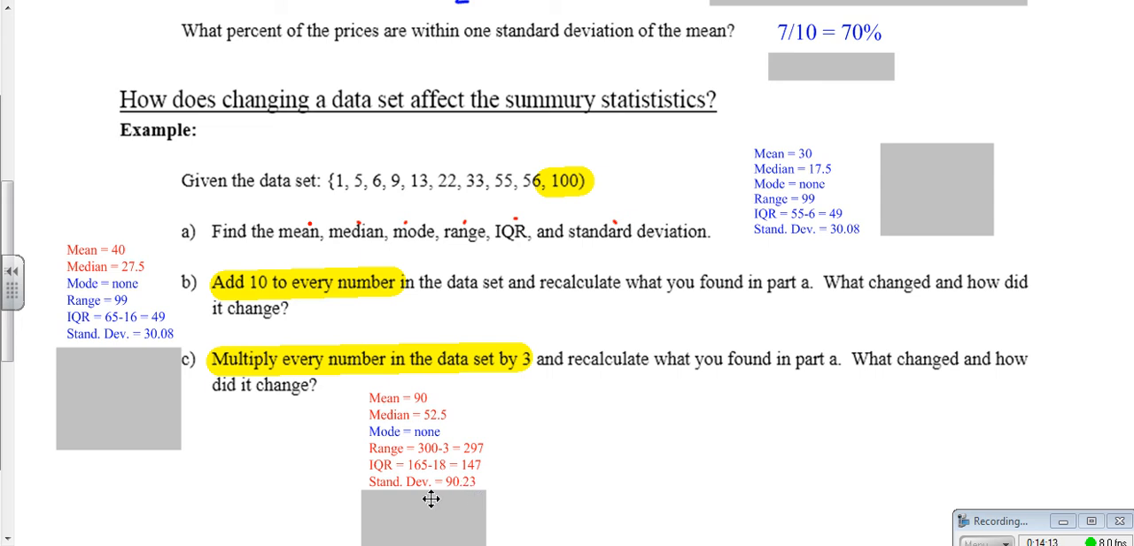Sorry about that. So adding something only affects mean and median. It just increases it by 10. If we multiply, it changes a lot more things, and it's all a multiple of 3.